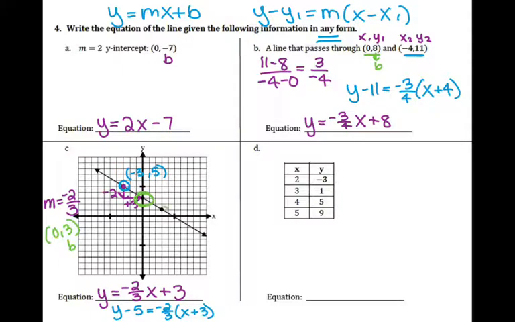You could also use this point over here if you wanted to, but again, I'm not going to show you every single answer that goes with these problems.